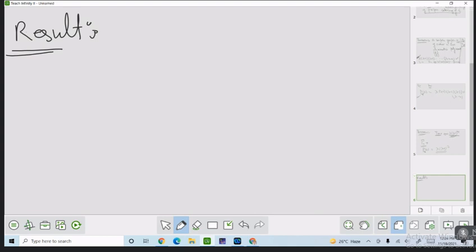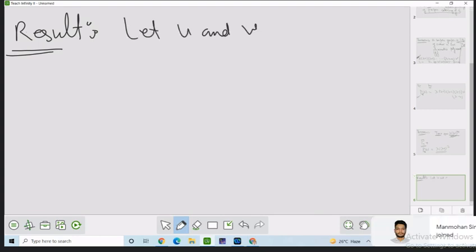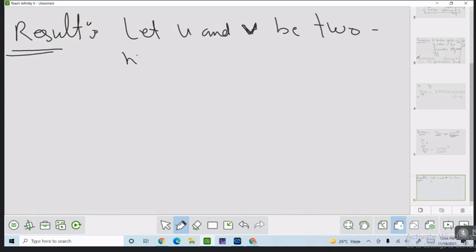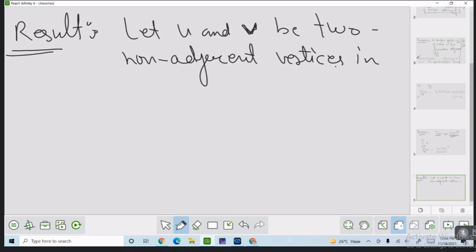Now suppose let U and V be two non-adjacent vertices in any graph G.